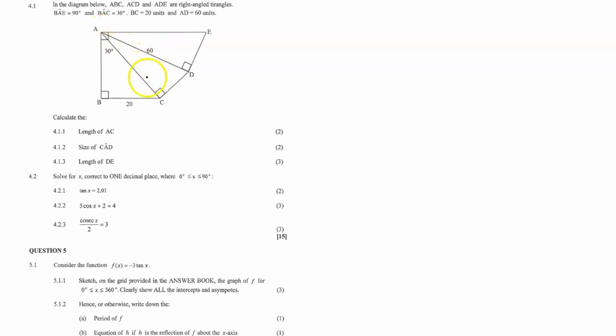Now we can see AC is this one, and in this one we can see that we actually have the angle which is 30, and then we've got this 20. Now using this 30 and this 20, we can see that this one will be the opposite and this one will be the hypotenuse. So we go back to the SOHCAHTOA.